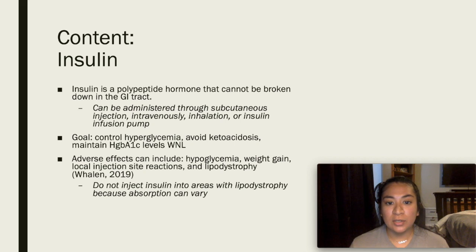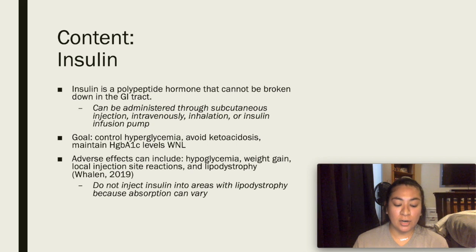Adverse effects can include hypoglycemia, weight gain, local injection site reactions, and lipodystrophy. With lipodystrophy, you don't want to inject insulin into these areas because insulin absorption can vary. And with hypoglycemia, you're looking for headaches, anxiety, tachycardia, confusion, vertigo, diaphoresis, shakiness, increased appetite, blurred vision, and weakness and fatigue.